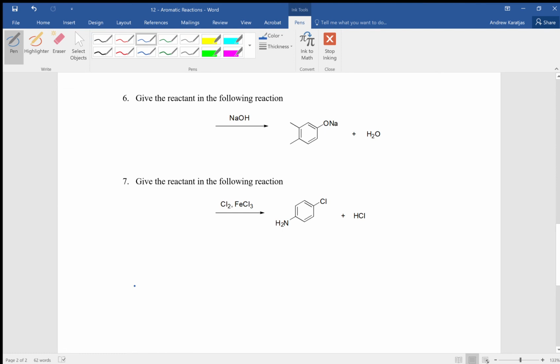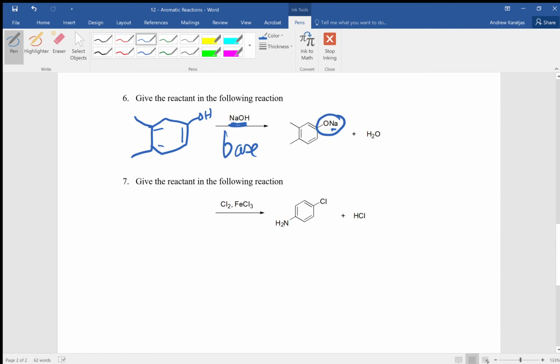Our last two questions are going the other direction. Here's a product. Determine the starting material. In number 6, you can see our product is where we had sodium hydroxide. Sodium hydroxide we know is a base. It can remove acidic protons. And we know where it removed a proton from based on where this sodium counterion went. So we go back to this alcohol.